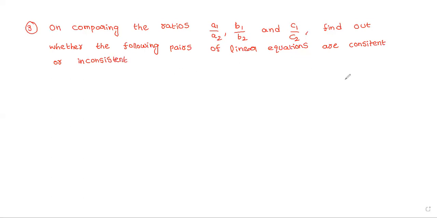First of all, what are the conditions? When is it consistent? The condition is A1 by A2 is equal to B1 by B2 is not equal to C1 by C2. Next, A1 by A2 is equal to B1 by B2 is equal to C1 by C2. These two conditions are consistent or dependent. Consistent means, or another meaning, dependent lines.